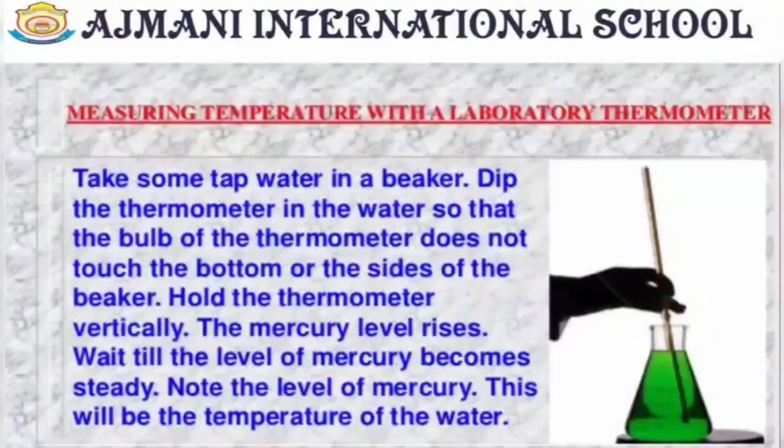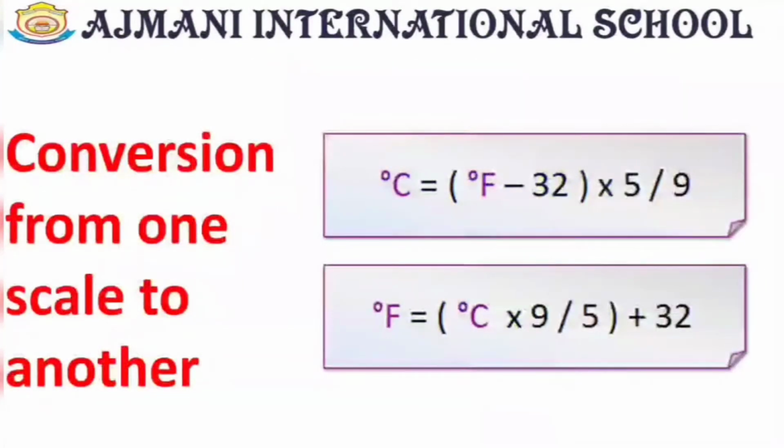Suppose you want to convert the temperature from the Celsius scale to the Fahrenheit scale or the Fahrenheit scale to the Celsius scale, you could use the method of conversion from one scale to another. Here we use two basic formulas. The first is degree Fahrenheit to Celsius: C is equal to F minus 32 multiplied by 5 upon 9. And another one is Celsius to Fahrenheit: F is equal to C multiplied by 9 upon 5 plus 32.